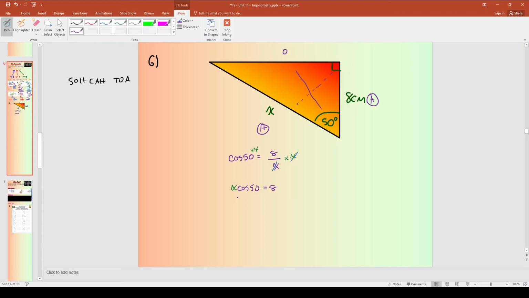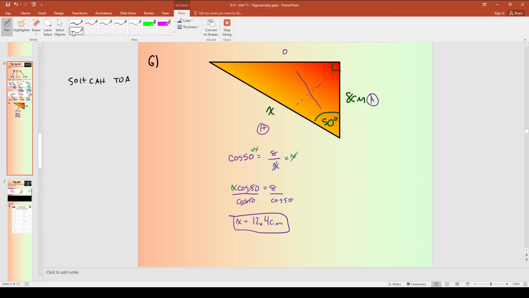Oh, so now we're only one step away, my buddies. What are we going to do? We're only one step away. How do I get x on its own? Well, if you said you divide both sides by cos 50, you're absolutely right. So x is just 8 over cos 50, which is 8 divided, or 8 fraction button, cos 50, close bracket, equals 12.4 centimeters.